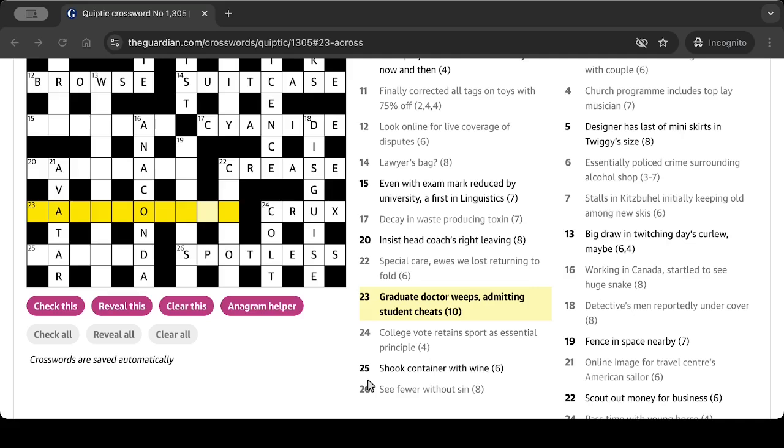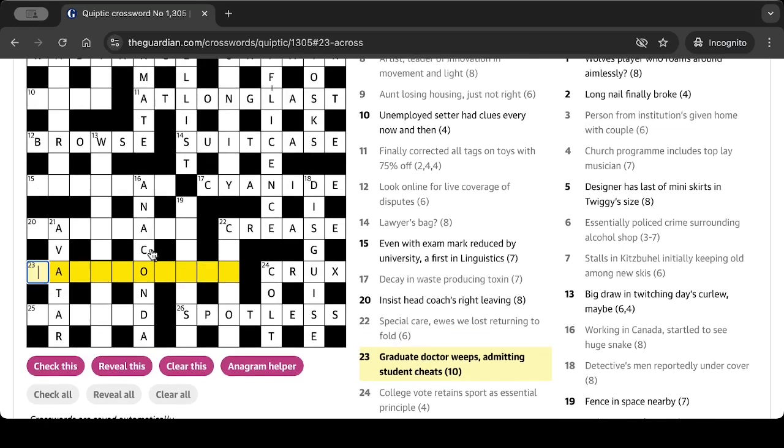Okay, we're a couple of minutes later. I've just been looking through this and a few things have come out to me. So I started looking at 23 across, graduate Dr. Weeps, admitting student cheats. On this one, I've taken a guess that it ends with S, that the straight part is cheats. The reason I've guessed that is that graduate is often a word for BA, for a bachelor, MA for a master. So I was thinking of potentially BA, and then a doctor like DR, and then perhaps a word for weeps, admitting an L, which would be a learner or a student. And if it does end in cheats, it would end in S.